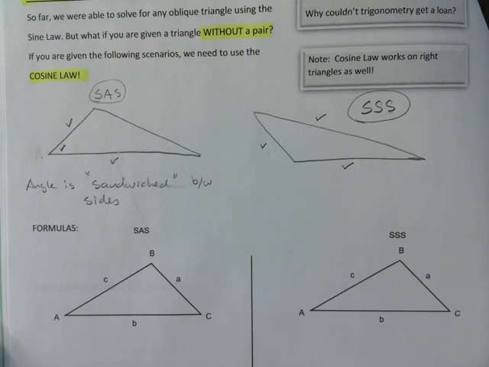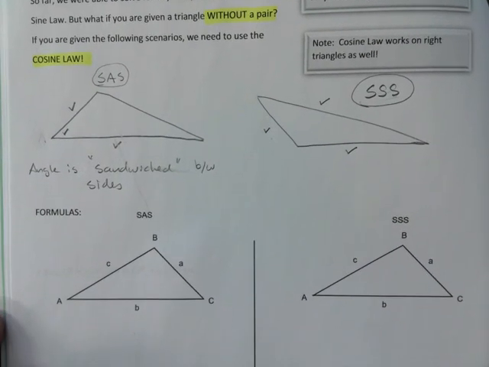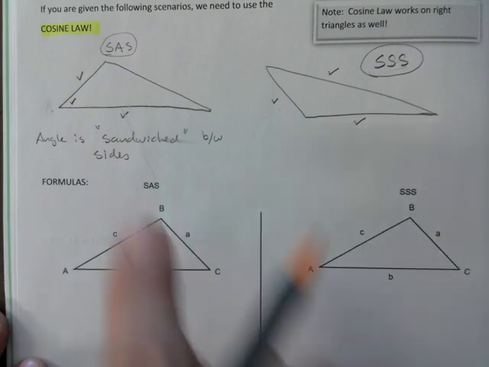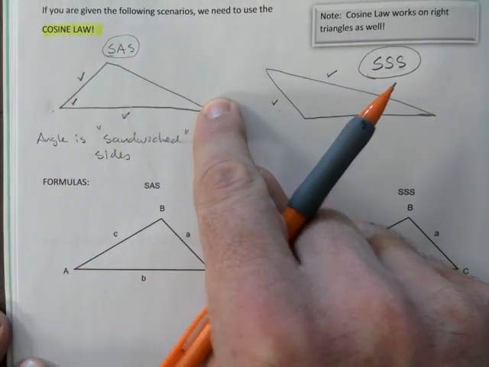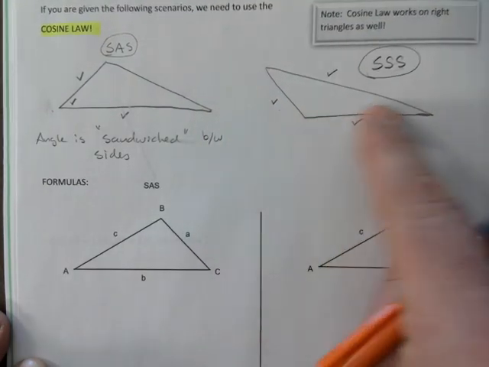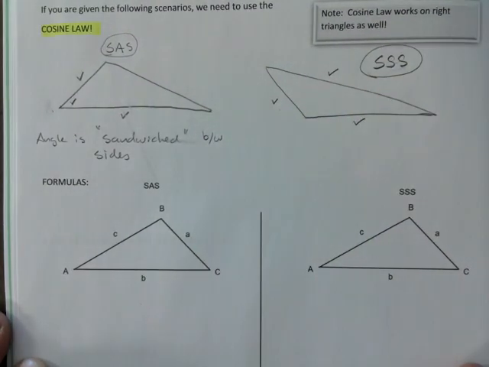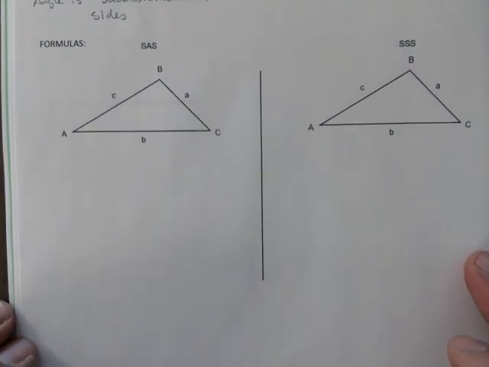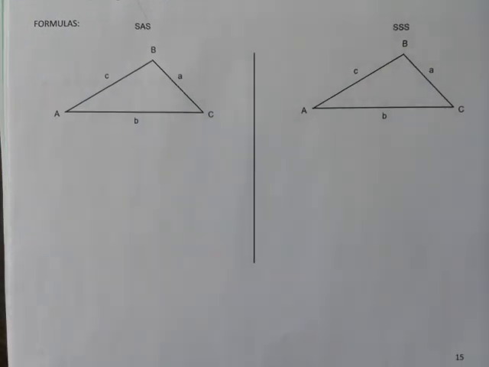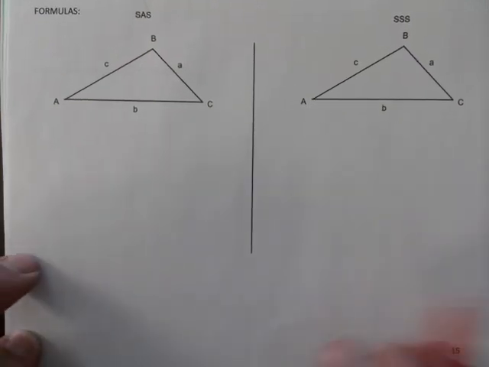And I'm going to give you the formulas here. So SAS, when you have this scenario, your goal is to find the side across here. If you have side, side, side, your goal is to find one of the angles to start you off. Okay. So here we go. Formulas. If you have a red pen or a pen that is a different color, I'm going to use that here. Just one other color if you have it. If you don't, it's not the biggest deal, but it will make it pop out a bit more.